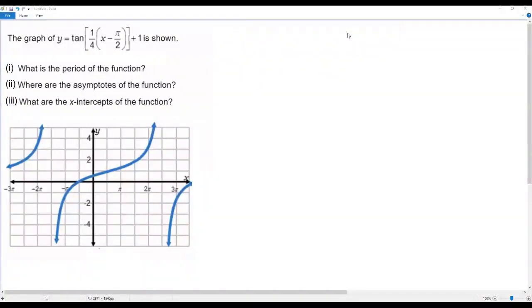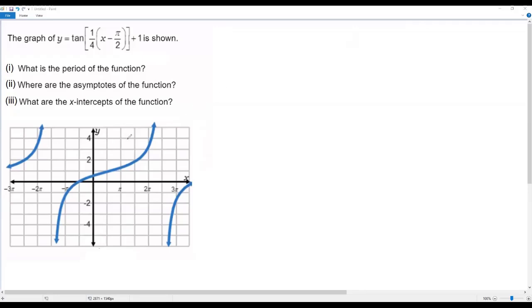Here we have a pre-calculus question. Okay, let's go with the question. The graph of y equals tan of 1 over 4 times (x minus pi over 2), plus 1, is shown. What is the period of the function? Where are the asymptotes of the function? What are the x-intercepts of the function?